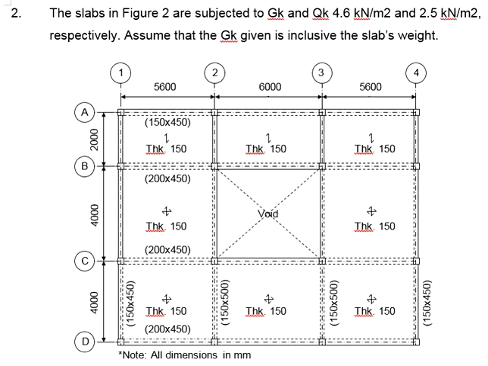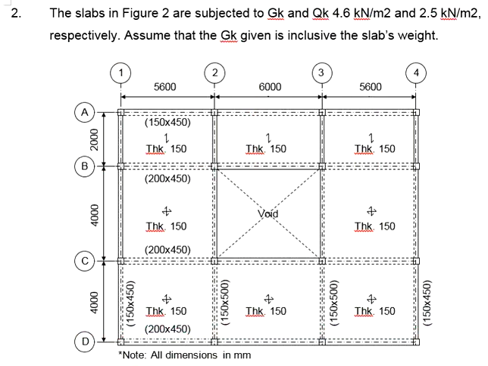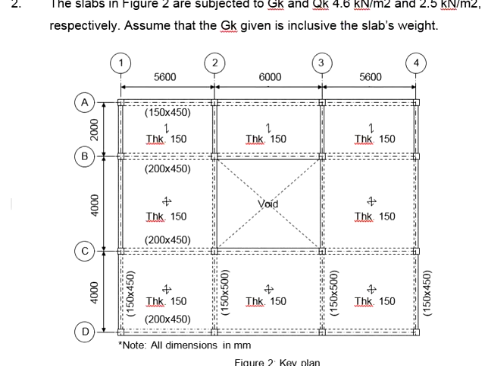Next, let us try an example to design for slabs using the same key plan that we did previously. It is given that the GK and QK are 4.6 kN per meter square and 2.5 kN per meter square respectively. And it is assumed that the GK given, which is 4.6 kN per meter square, is inclusive of the self-weight of the slab.